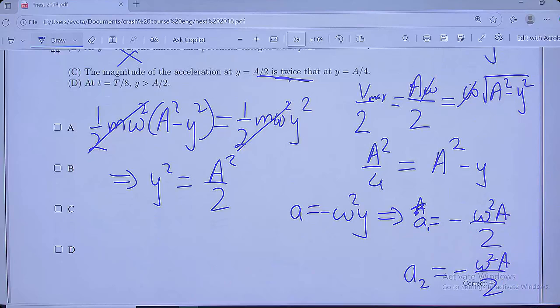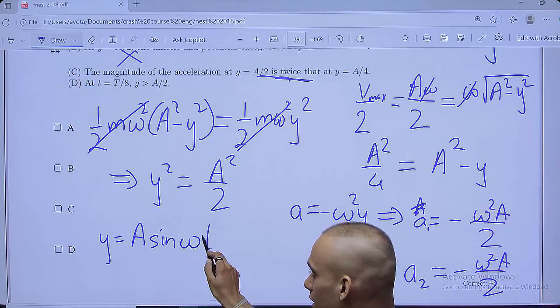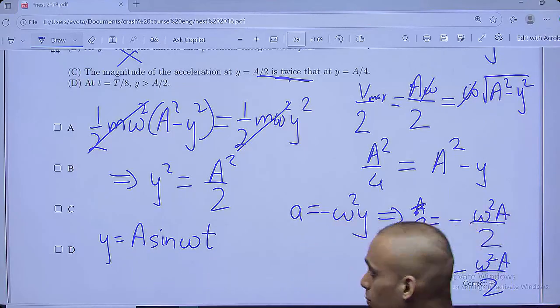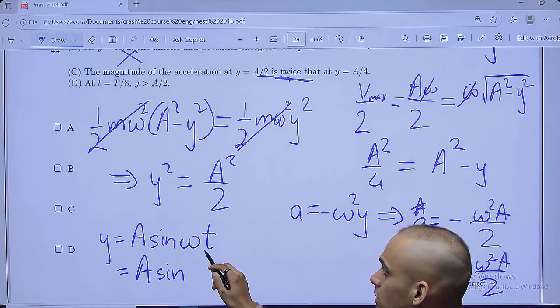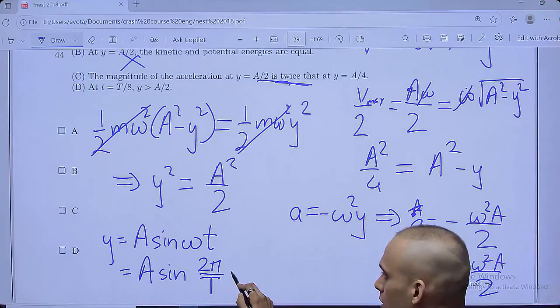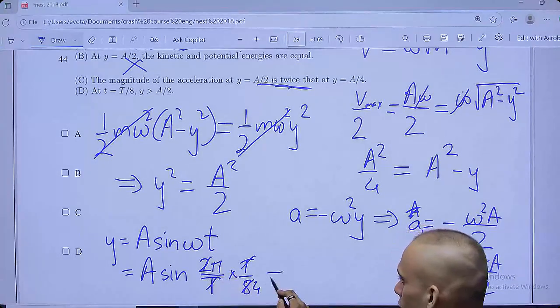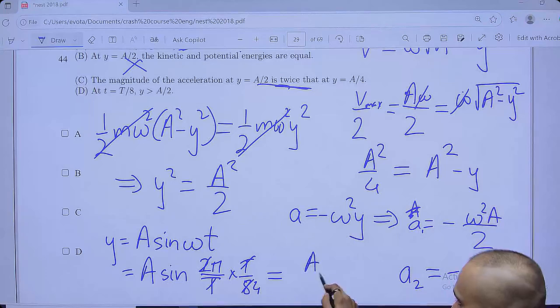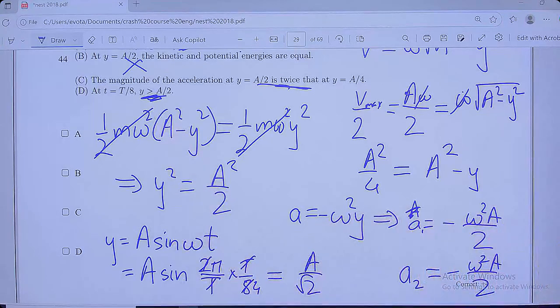Again, we know how y goes with time over here, right? Y is equal to A sine omega t. At time t equal to pi by 8, it will be A sine of omega, which is 2 pi by time period, into T by 8, which will be pi by 4. A sine pi by 4 is A over root 2, which is greater than A by root 2 also. So option D is also correct from here.